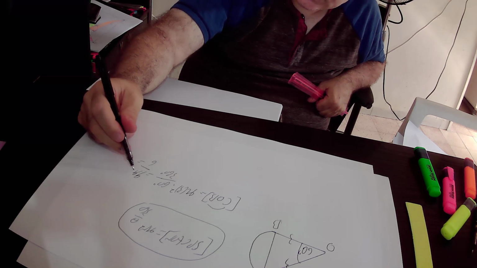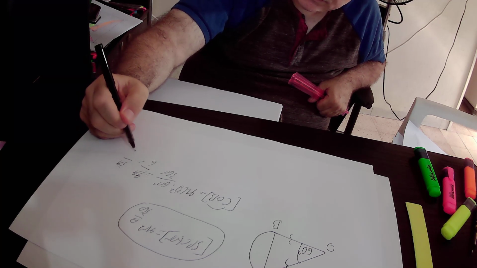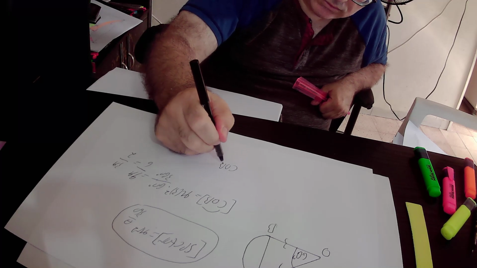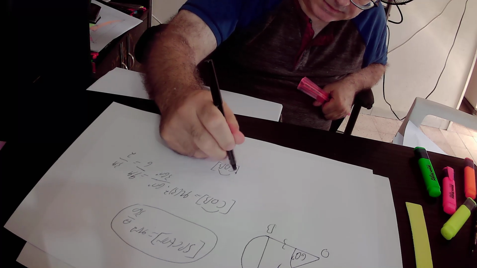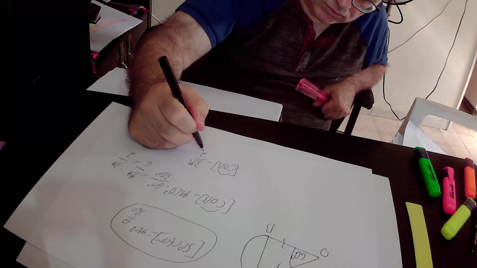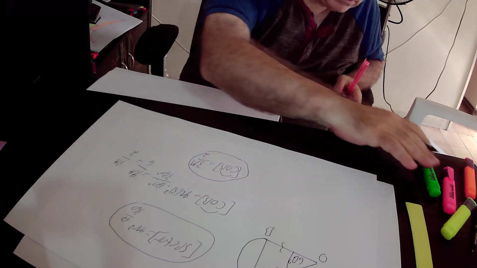9 over 3 is 3, so in the numerator we have 3 pi, and 6 over 3 is 2. So in conclusion, we found that the area of sector COB is equal to 3 pi over 2 square units. Now we can find the area of the green shape.